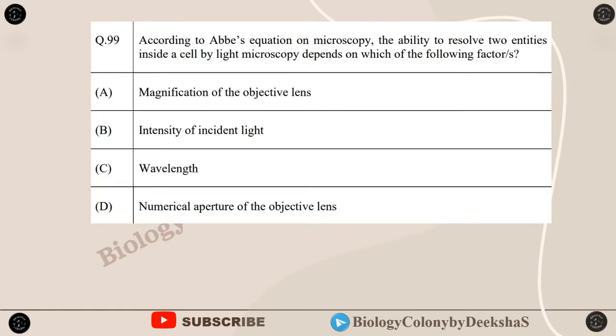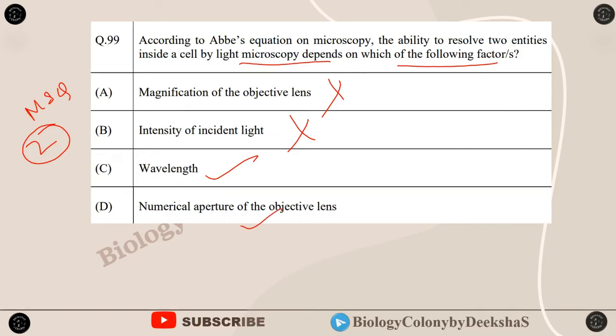This is also an MSQ and it carries 2 marks. According to Abbe's equation on microscopy, the ability to resolve 2 entities inside a cell by light microscopy depends on which of the following factors? Magnification of the objective lens? No. Intensity of incident light? No. Wavelength? Yes. And numerical aperture of the objective lens?